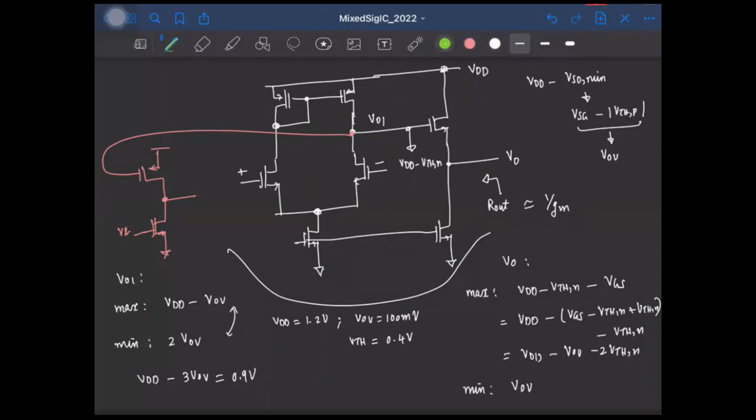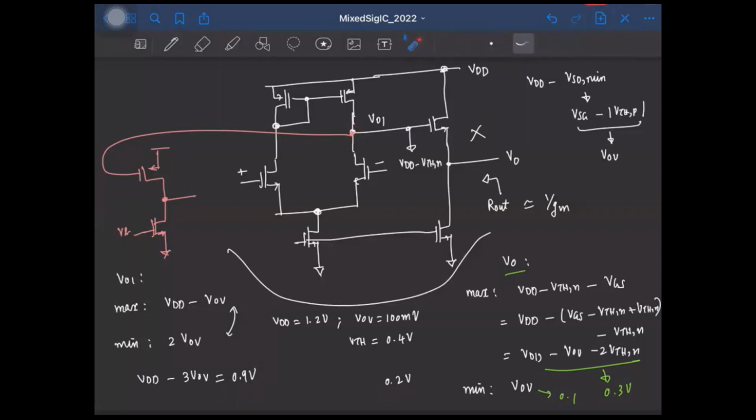For V naught, this guy. So what is this? This is 1.2 minus 0.1 minus 2 into 0.4, that is around 0.3 volt, right? And the minimum voltage is 0.1. So the total range of voltages V naught can take is only 0.2 volt, right? And this is much smaller than this 0.9 volt that this voltage would have gone. Okay, and so for this reason, in most practical designs, we do not have this buffer. Okay, and we'll take this as the output voltage, right?